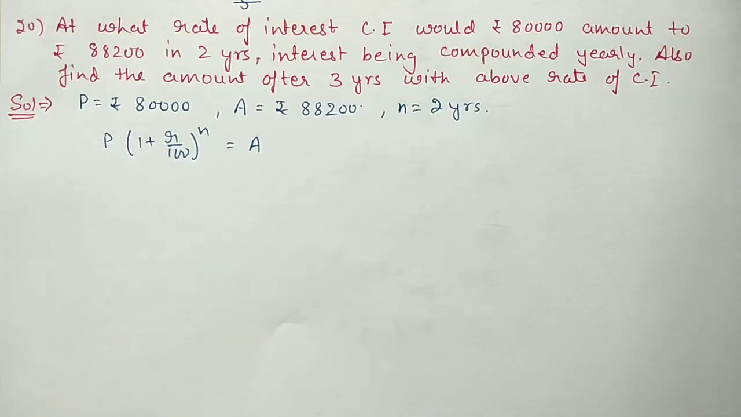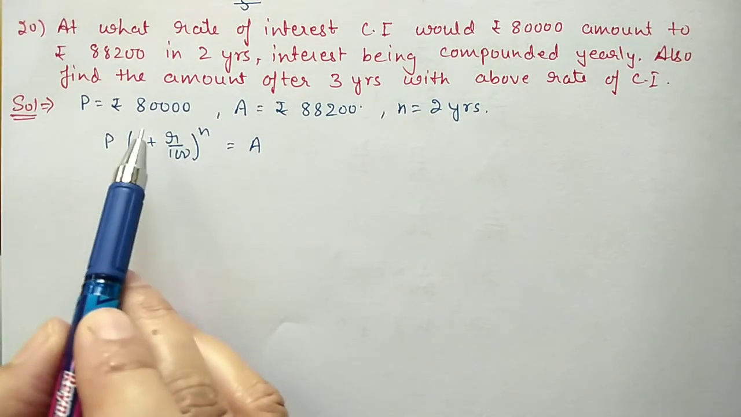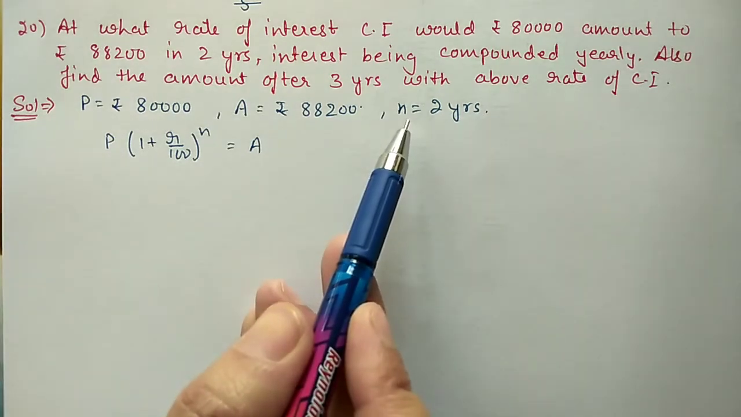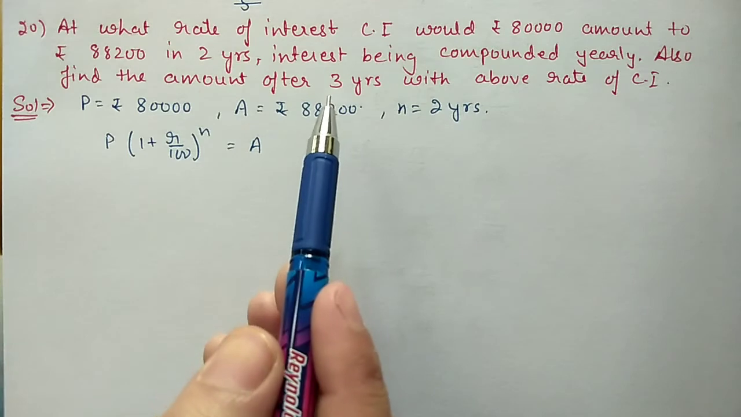Next question number 20. At what rate of compound interest would 80,000 amount to 88,200 in 2 years, interest being compounded yearly? Also find the amount after 3 years with the above rate of interest. So first we will find out the rate of interest. Principal money is given, amount is given, and time is given. After finding the rate of interest, we will find out the amount for 3 years.